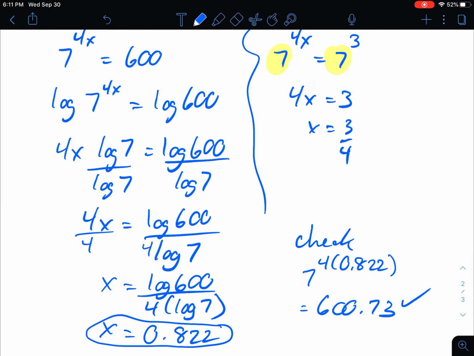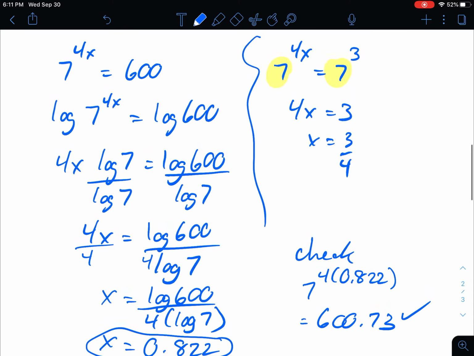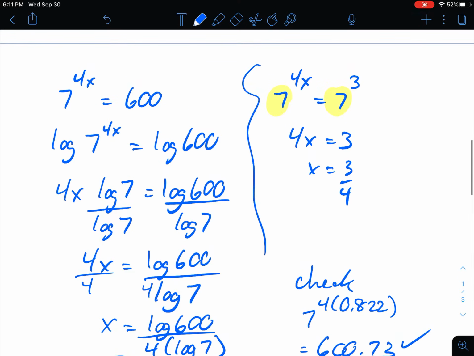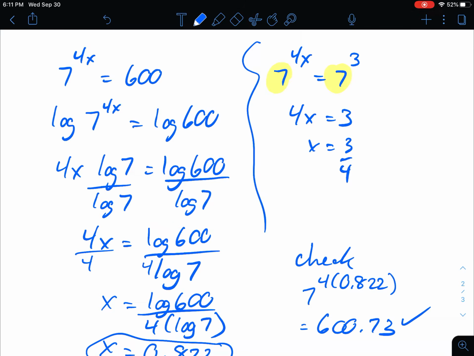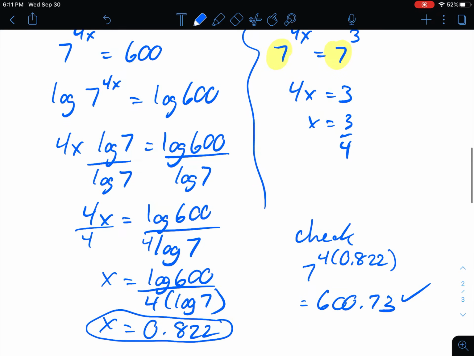Okay, so that's how you can use logarithms to solve exponential equations. If you take the log of both sides, then you can bring your exponents down, and it makes these questions a lot easier. And the logs, you just punch those in your calculator, and they should help you to find the answers to your equation.